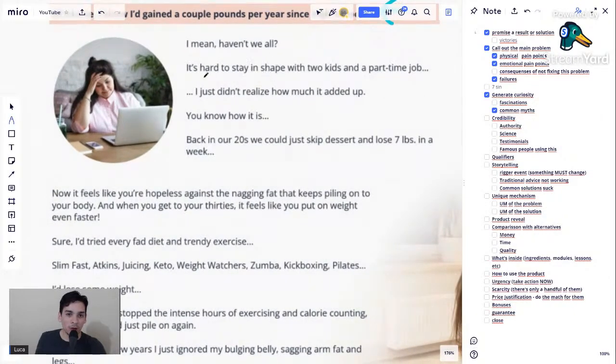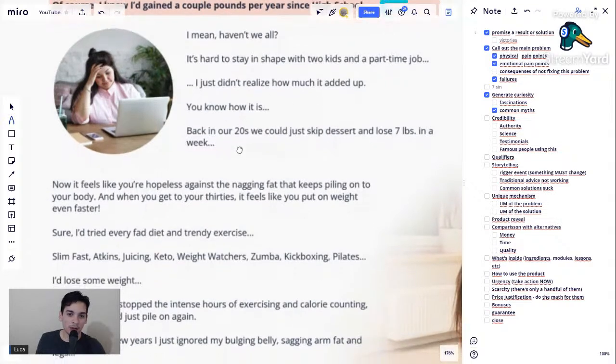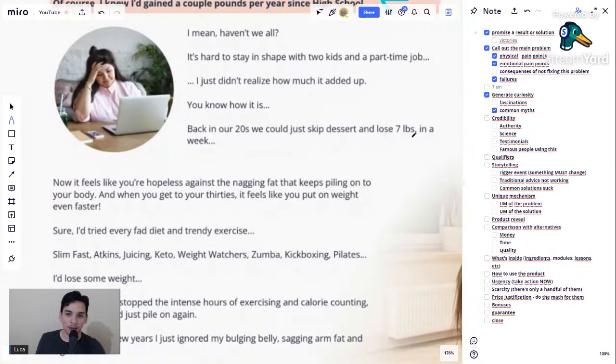I mean, we all, it's hard to stay in shape with 2 kids and a part-time job. I just didn't realize how much it would add up. You know how it is. Back in our 20s, we could just skip dessert and lose 7 pounds in a week. Now it feels like you're hopeless. Again, the nagging fat that keeps spilling onto your body. And when you get to your 30s, it feels like you put on weight even faster.